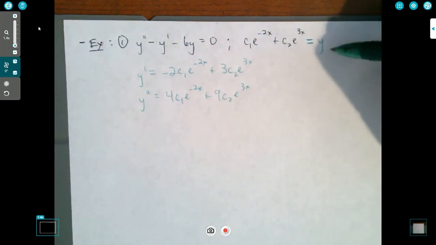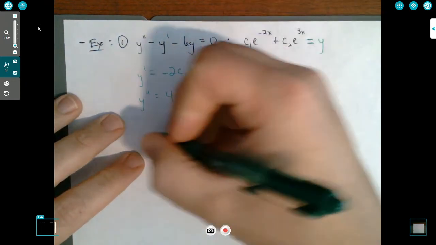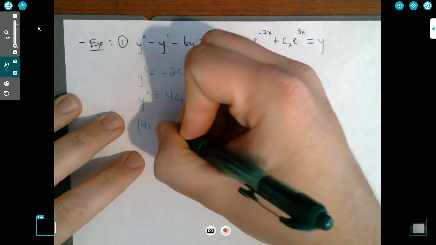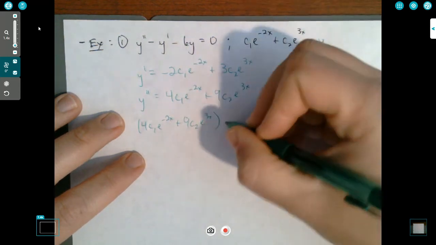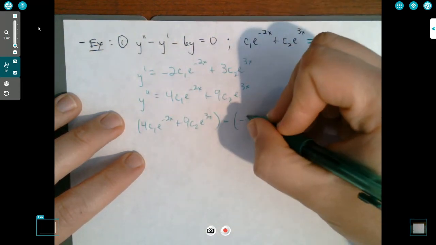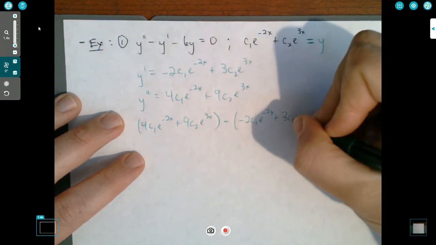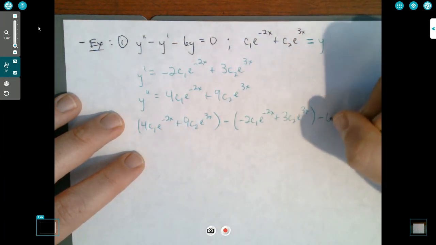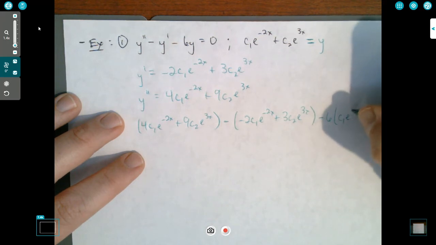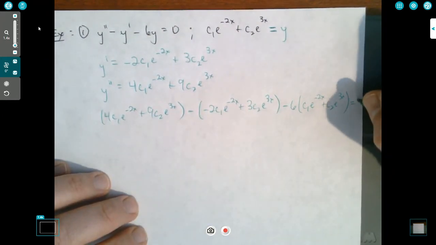And now to verify that this is a solution to the equation, we would plug these things in, right? So we plug in y double prime, minus y prime, minus 6y, and we want to verify that that equals 0.